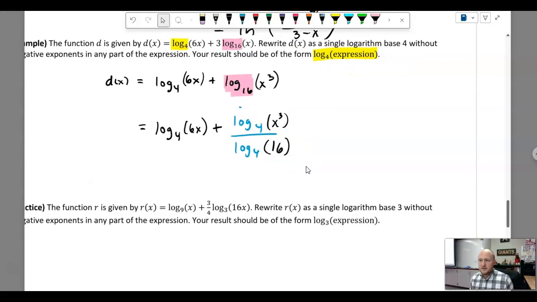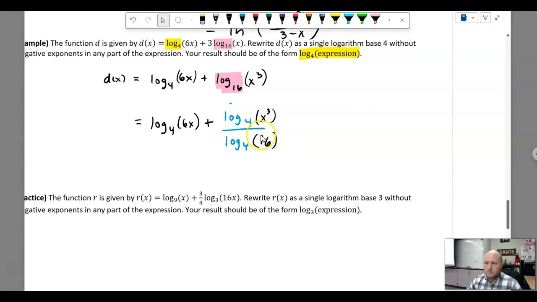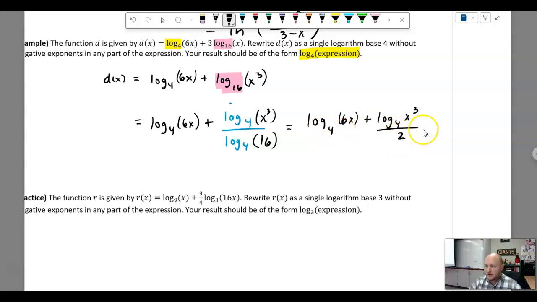There you go. Now, this is not so difficult because I can go ahead and change log base 4 of 16 into a 2. So I have log base 4 of 6x plus log base 4 of x cubed divided by 2. Okay? Not so bad. But now, before I can combine these logarithms, I have to get rid of this 2. So how do I get rid of this 2?